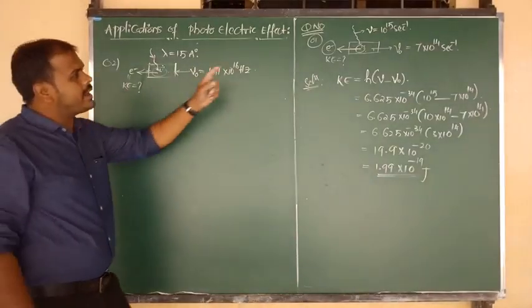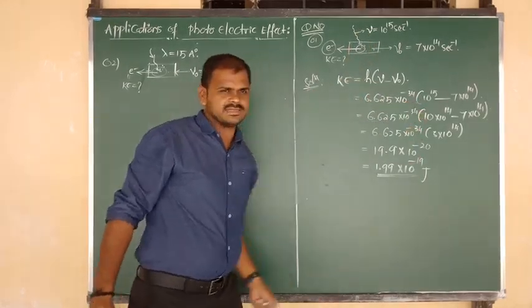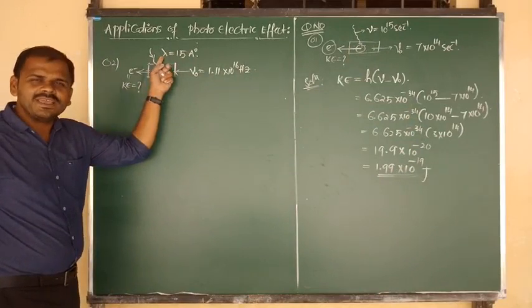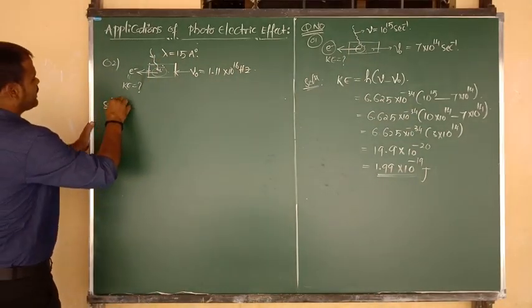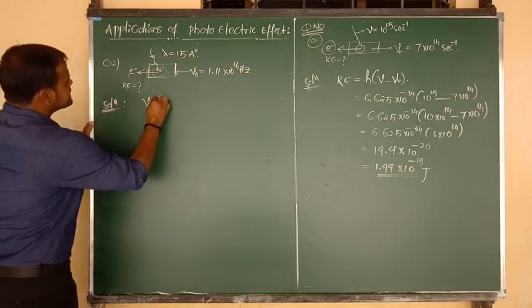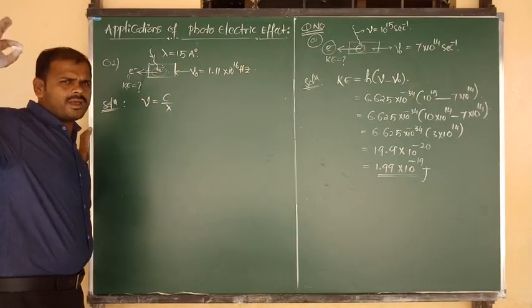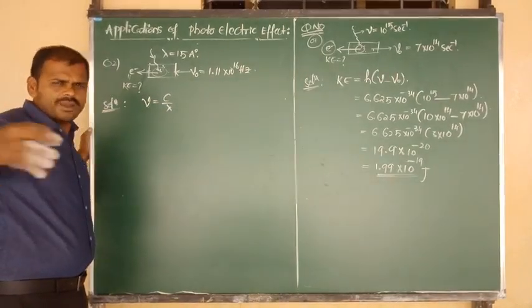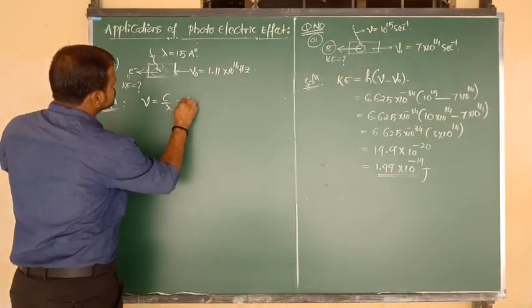Yes. In the first problem they directly gave the frequency, so they wrote it as it is. But here they have not given frequency. What they have given is wavelength. So let me first calculate the frequency. What is the formula to calculate frequency? Frequency nu is equal to c by lambda. This is our formula again. We discussed this formula around one week before, in the topic of EMR. So nu is equal to c by lambda.